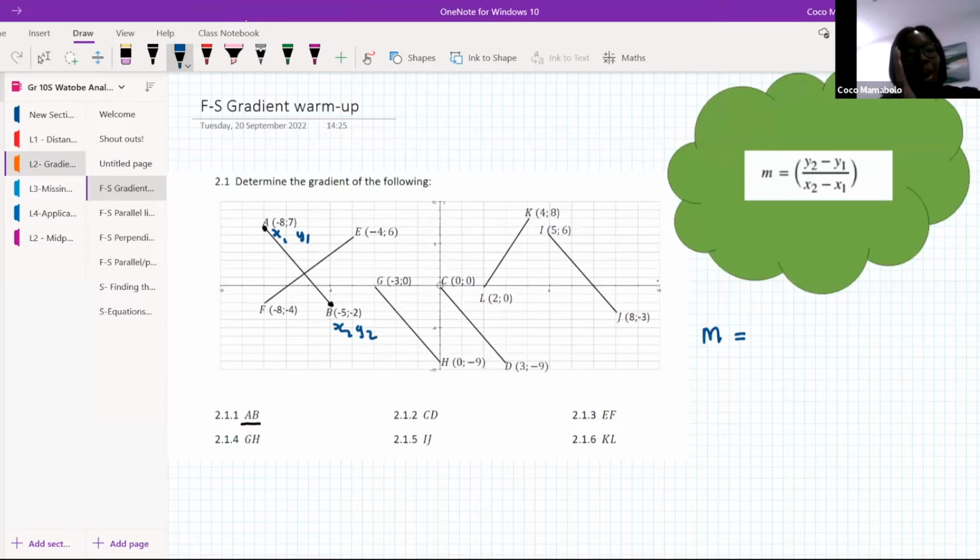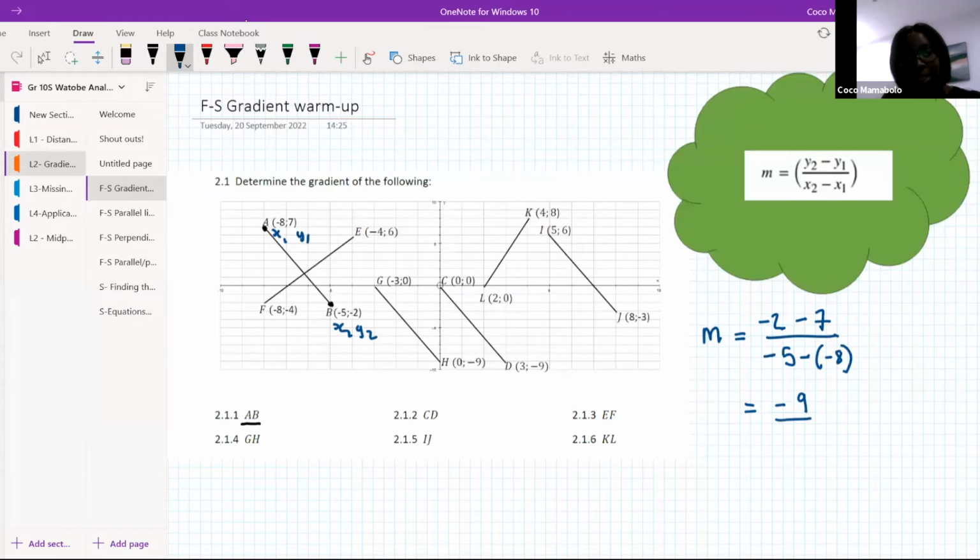Okay, rise over run. Always y at the top, and then x at the bottom of my fraction. So my y2 is -2, minus my y1, which is 7, over my x2, which is -5, minus -8. Okay, now I can calculate. -2 minus 7 will give me -9, over -5, minus and minus will give me +8.